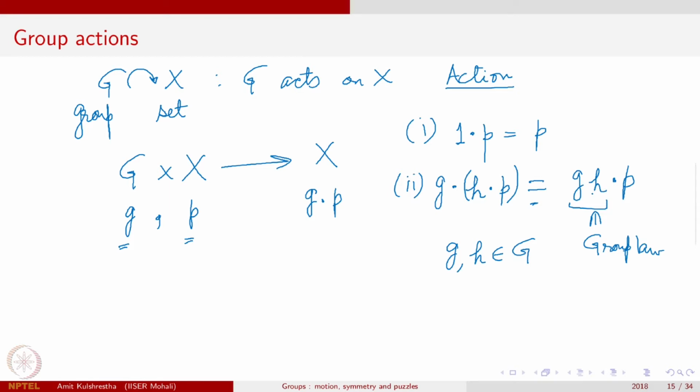So, that is an action, and as you can see, this is precisely what happens in the example of the rectangle that I had, when on the rectangle the group of 4 elements acts.